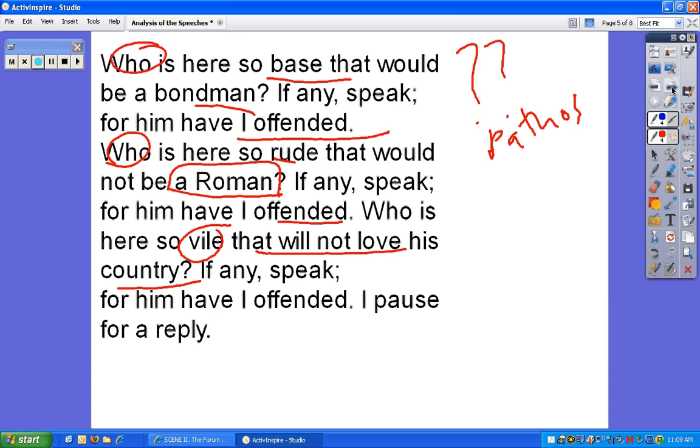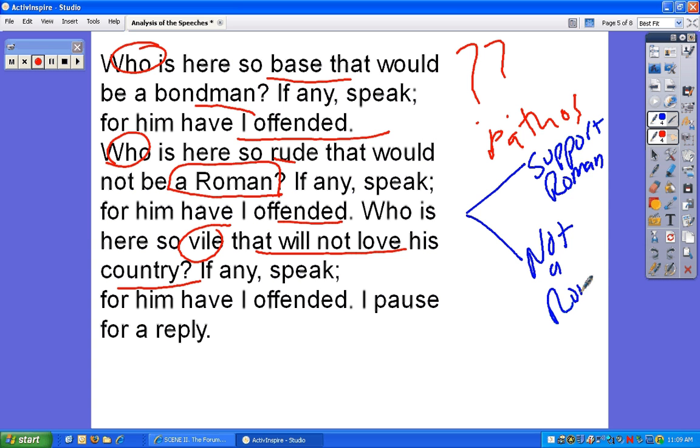Now, logically speaking, this is fallacious. What he's saying in the either-or fallacy is, on one hand, you support what we did, and you are a Roman, or you are not a Roman. And that's the either-or fallacy at work. The other thing that he's doing is the glittering generalities. He invokes being a Roman with being positive for killing Caesar.